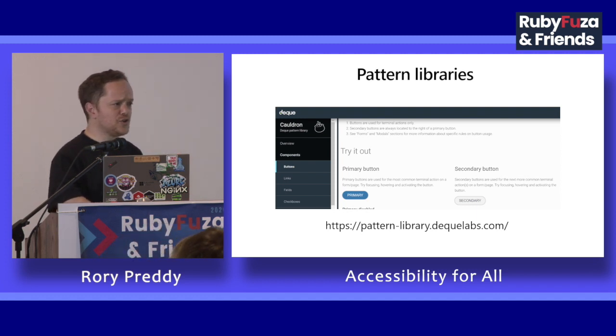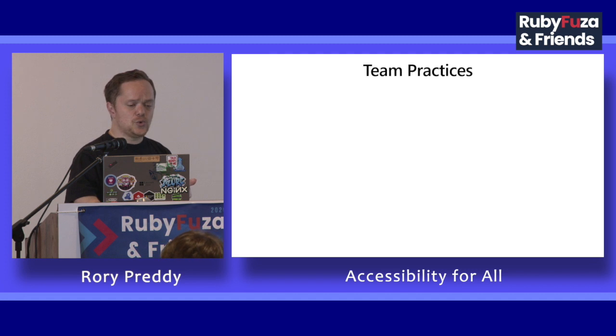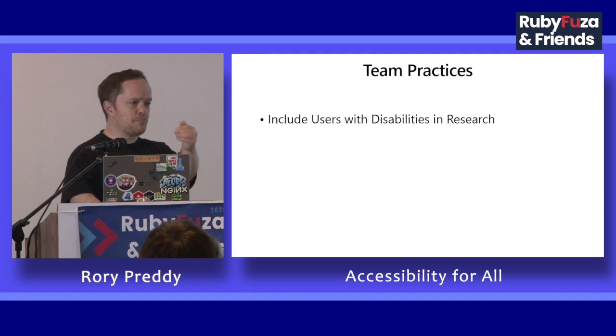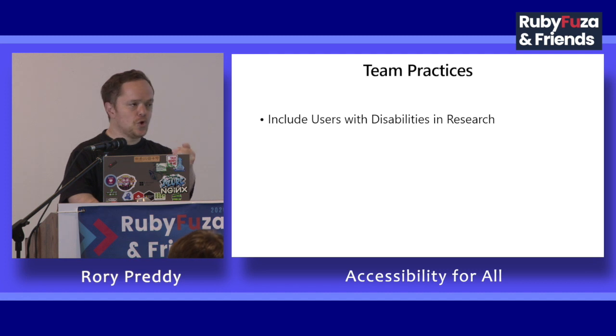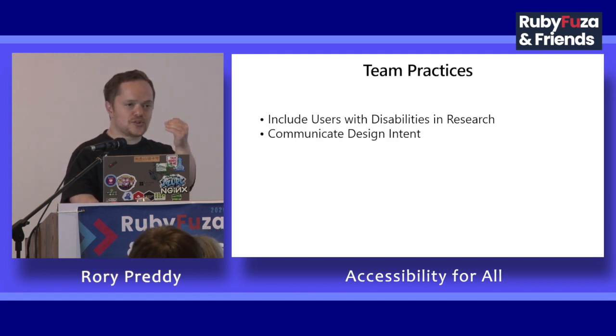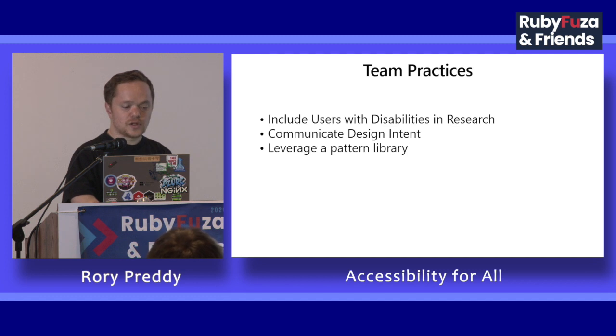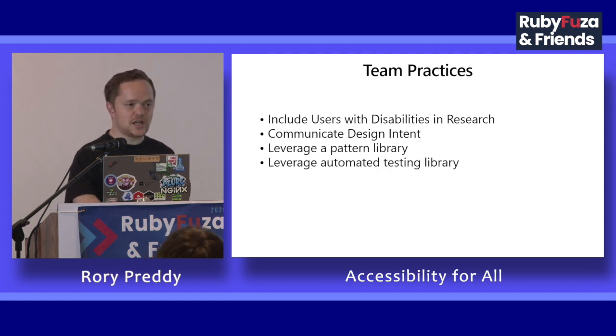So in summary, let's look at what you can introduce to your teams today. Include users with disabilities in research. The biggest supporters and believers and protagonists of accessibility would be the people who actually have something to lose. Communicate your design intent. The shift left. Make sure that you tell people what you're going to do. Leverage a pattern library. Automated testing library. And then automate your accessibility testing in a DevOps pipeline. And measure: cut twice, measure three times.